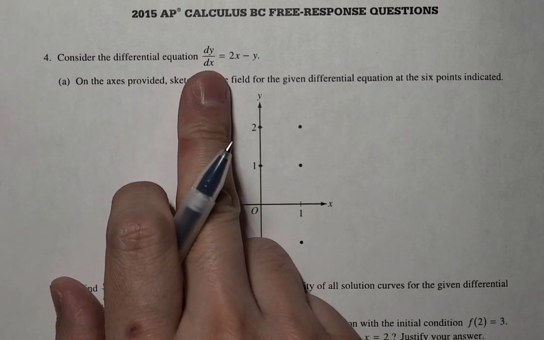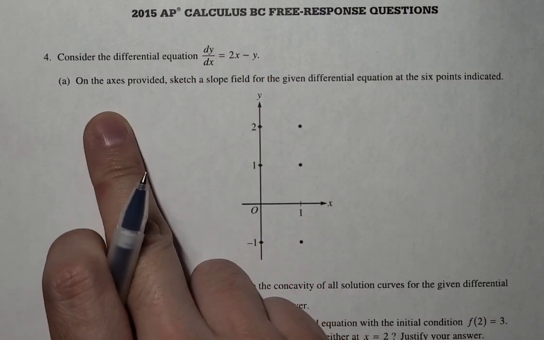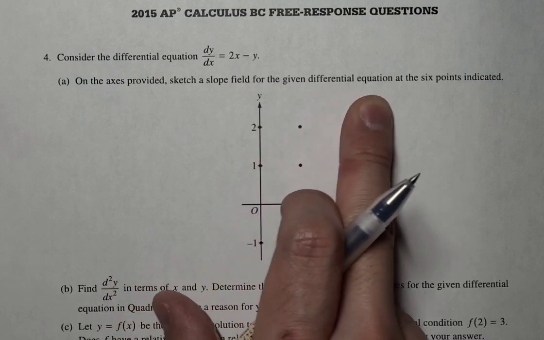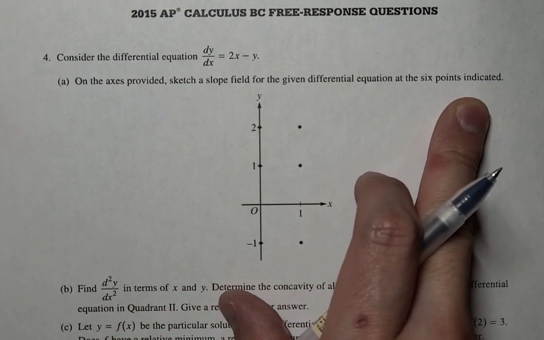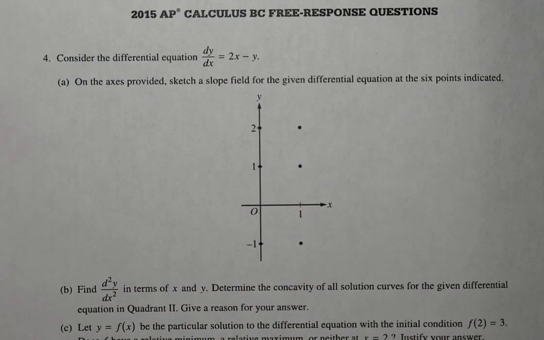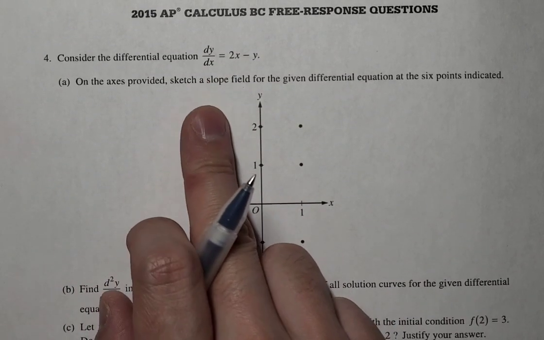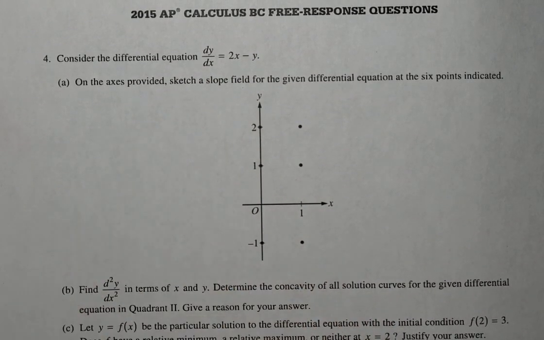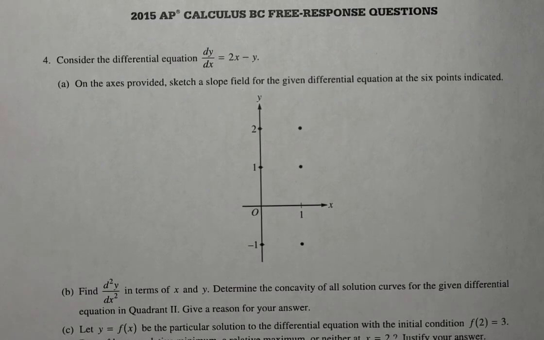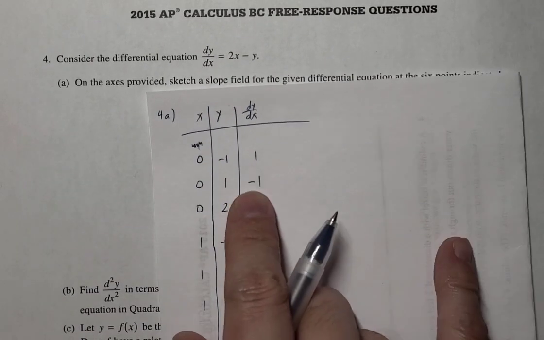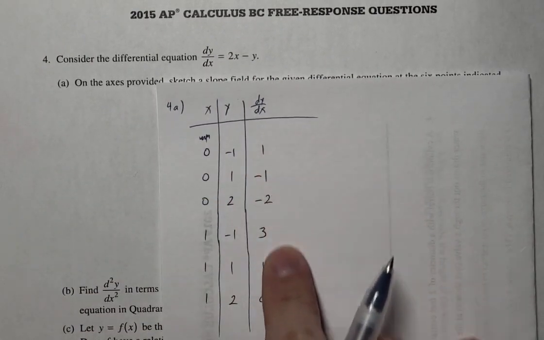Consider the differential equation dy/dx = 2x - y. On the axes provided, sketch a slope field for the given differential equation at the 6 points indicated. Okay, so I didn't sketch it yet, but I pre-solved most of this. A lot of students that I've worked with get intimidated because they don't like sketching slope fields, but it's not bad at all. There's only 6 points, so I just did a table of values. I don't think you need to show all this, but I want to know what the slopes are.